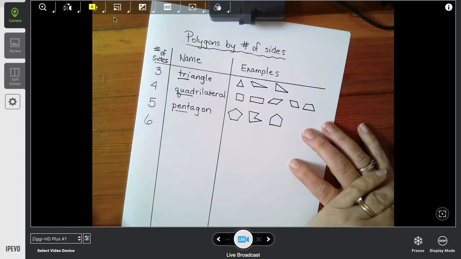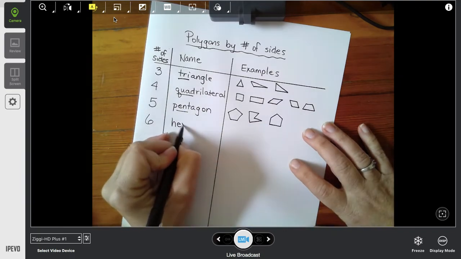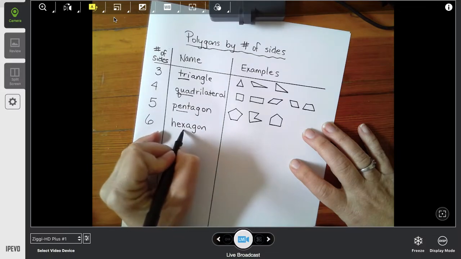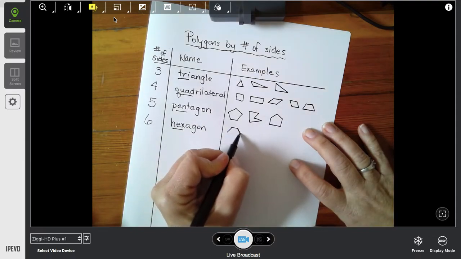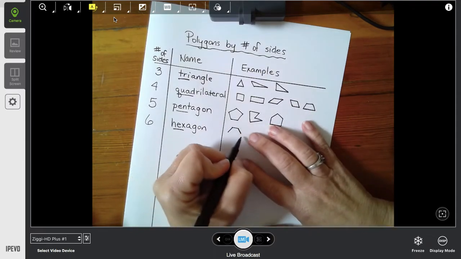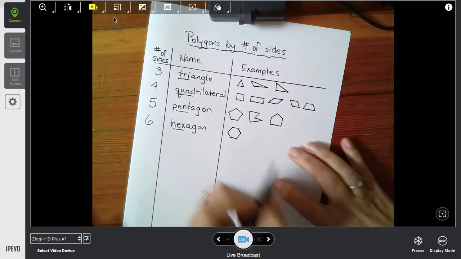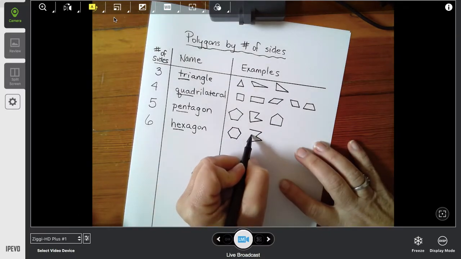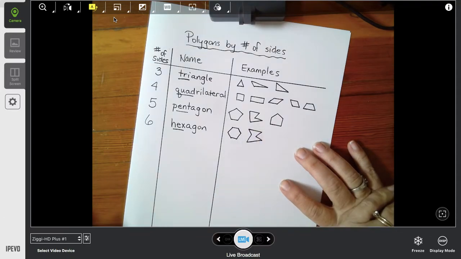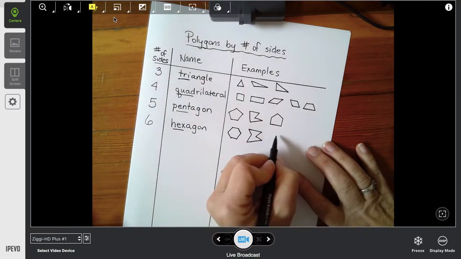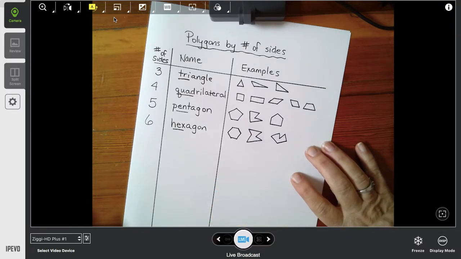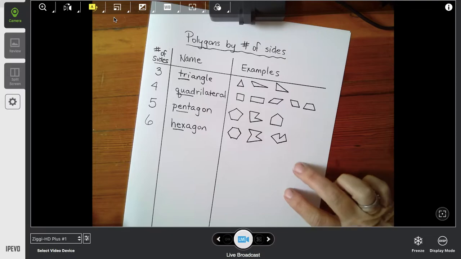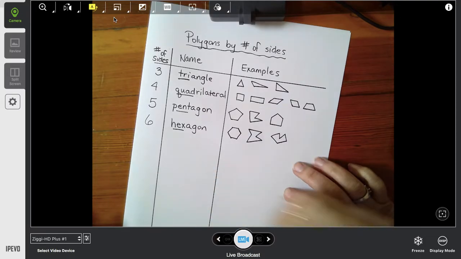A 6-sided figure is called a hexagon. A hexagon has 6 sides. Easiest way for me to draw a hexagon is draw the top part of a trapezoid first, and then I close off the trapezoid on the bottom. 1, 2, 3, 4, 5, 6. That would be a hexagon or a 6-sided polygon. As long as it has 6 sides, it's closed, and there's no curved lines.